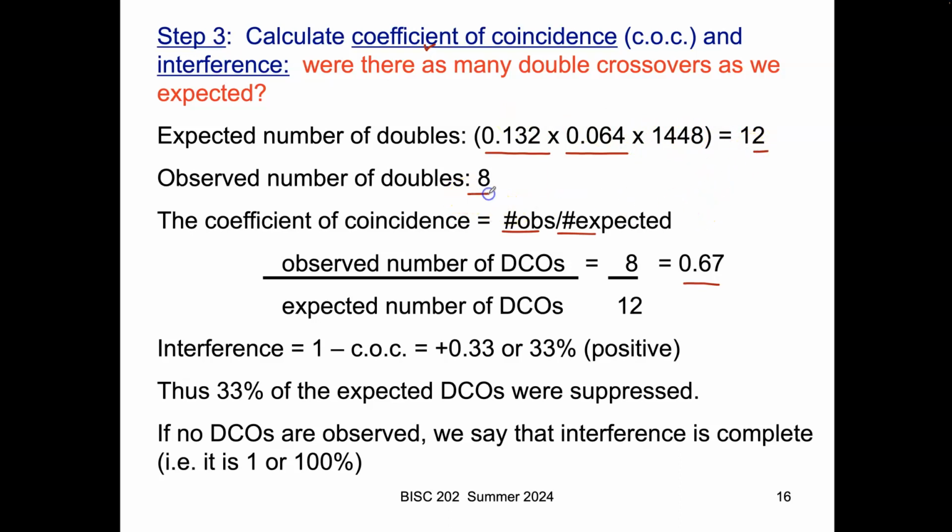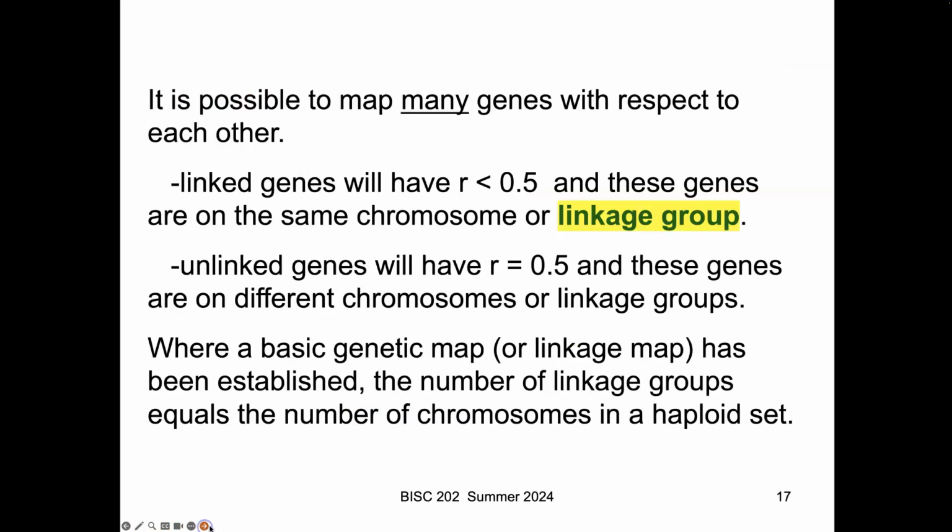But we only saw 8 in our experiment, so our coefficient of coincidence is 8 divided by 12, which is 2/3, so 0.67, right? And interference is 1 minus that. So interference is 0.33 or 33%. What that means is that it tells you how many of the double crossovers that we would have expected to see were actually suppressed, were not actually seen. And that's what that means. Okay? And I'll probably have some questions on this in the actual class, just to try to hammer away at the topic.